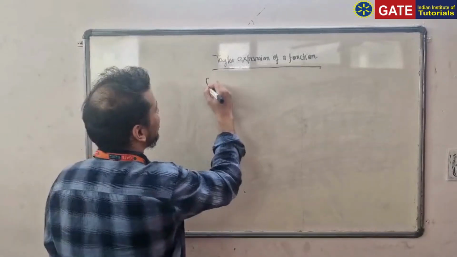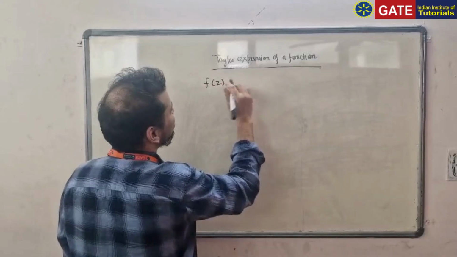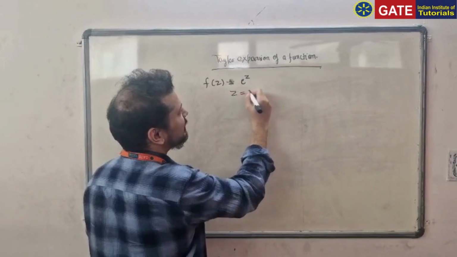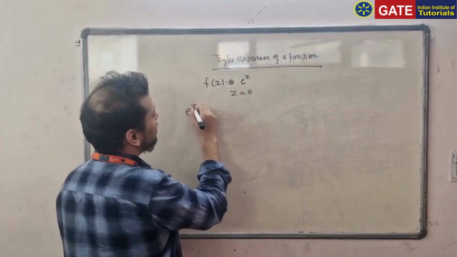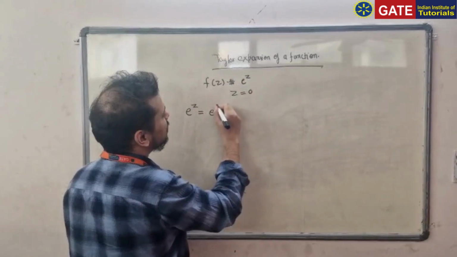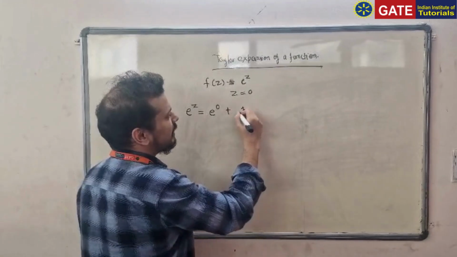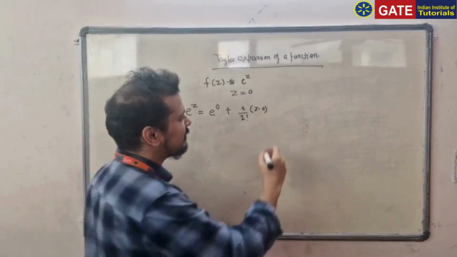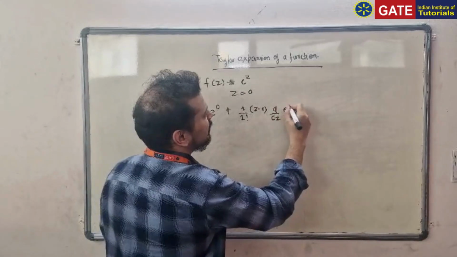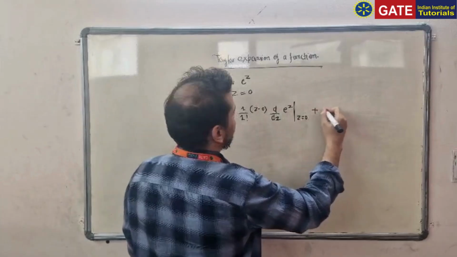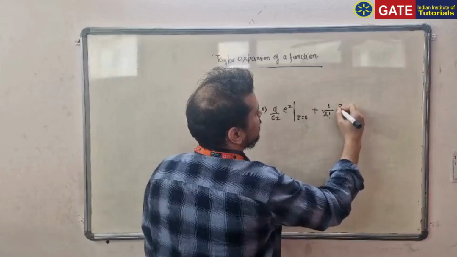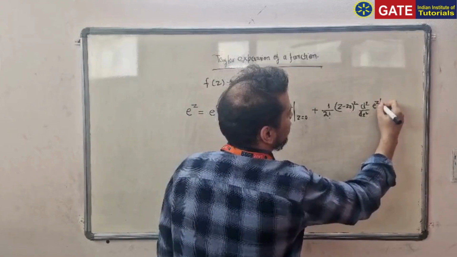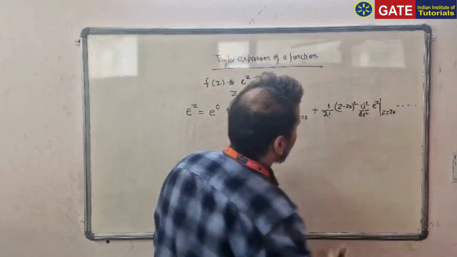Alright, let's take an example. F of z is equal to e raised to power z. We can expand it about any point, but the most common point is z equals 0. So let's expand this about z equals 0. So we have e to the power z equals the value of the function at 0, e to the power 0, plus 1 by 1 factorial (z minus z naught) times the derivative d by dz of e to the power z at z equals 0, plus 1 by 2 factorial (z minus z naught) square d2 by dz2 of e to the power z at z equals z naught, and this keeps on going forever.